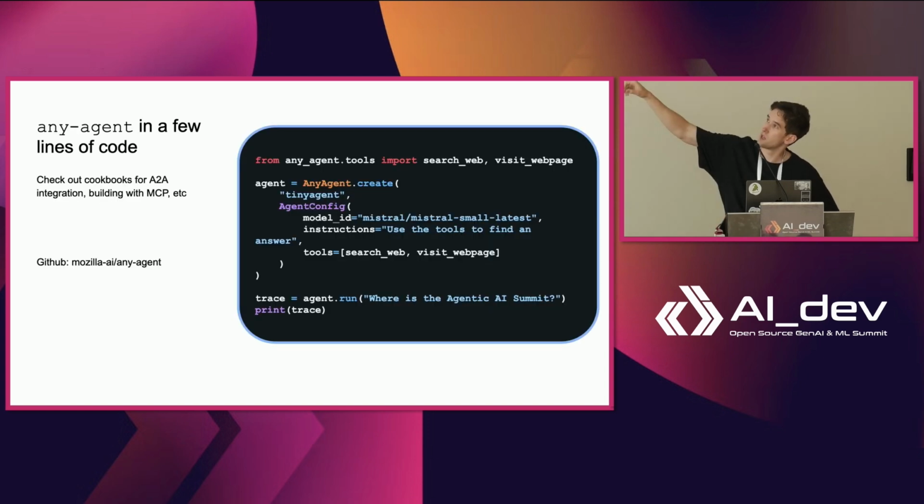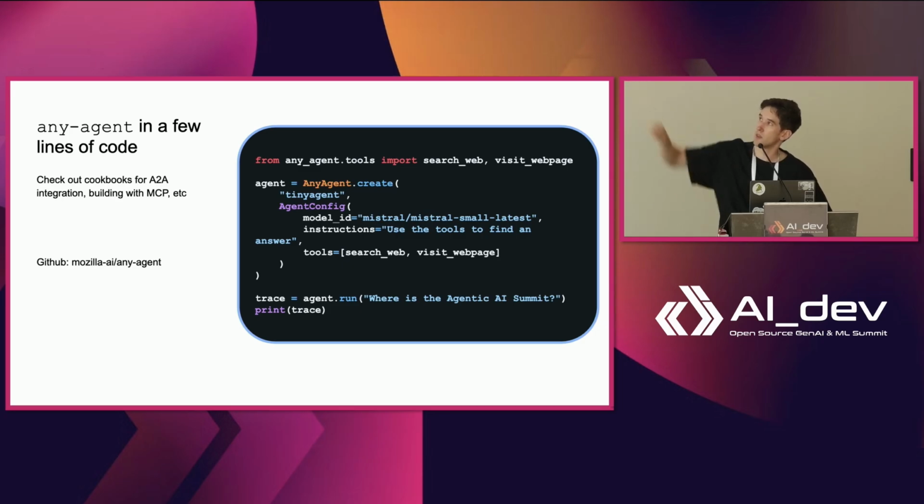This is kind of how you can start it. It's very, very few lines of code. We've got a bunch of cookbooks that show you how you can use A2A or MCP with it. What's nice about it is that if you wanted to just switch from using something like TinyAgent to OpenAI agents, you would just change that string there.